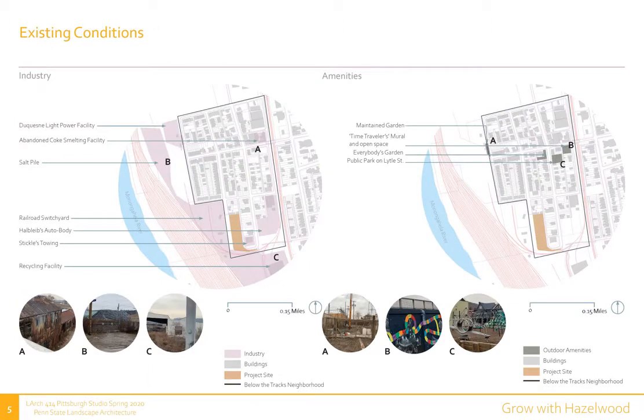When walking around, it was clear to see the toll the overwhelming industrial history has on the neighborhood both physically and economically. The map on the left shows industry in pink. Functional industrialization is seen in images B and C with the salt pile and the recycling plant, as well as relics as seen in image A at the abandoned smelter. The map on the right shows amenities below the tracks as well, such as gardens in image A, the mural in image B, and the park on Lytle Street in image C.